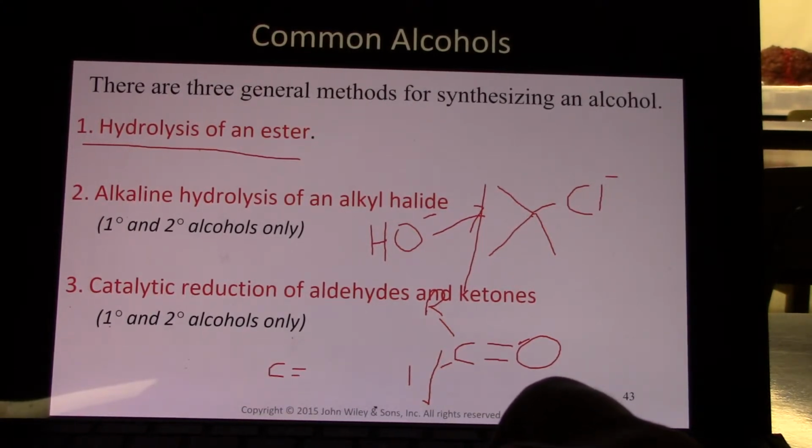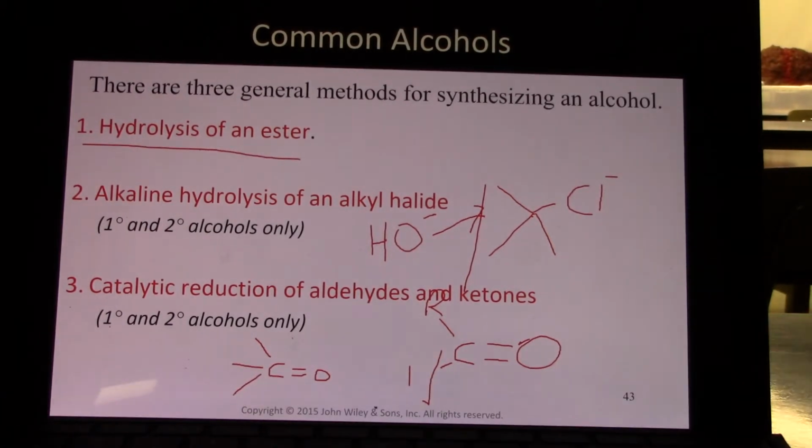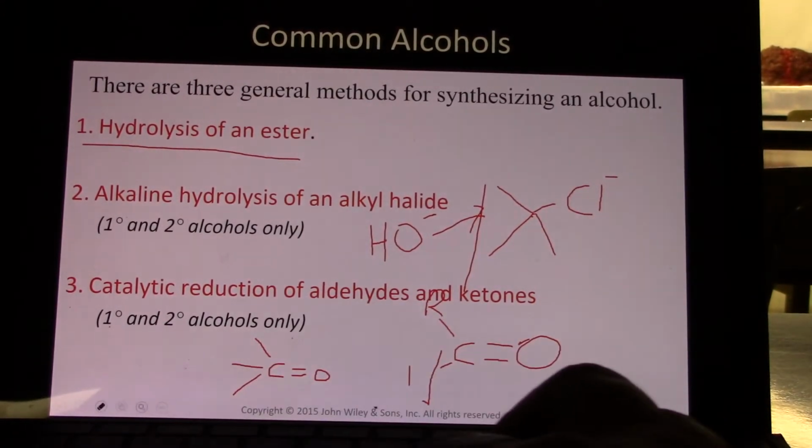So for that to work, you'd have to start with 5 bonds on carbon, which you cannot do. And so that's why you don't get tertiary alcohols from this.